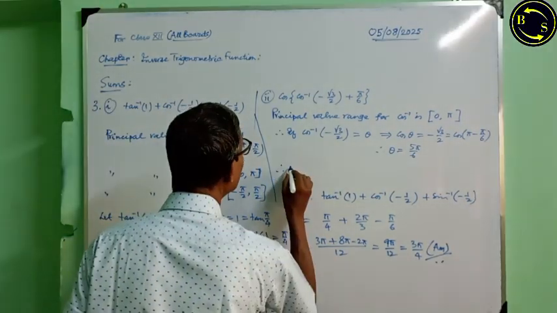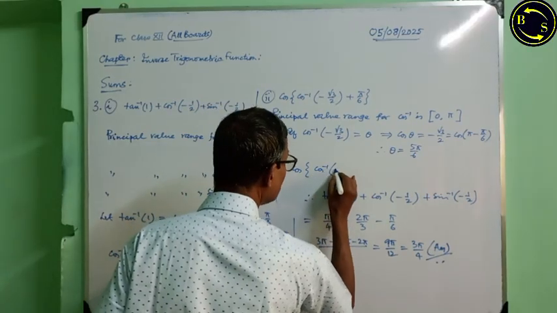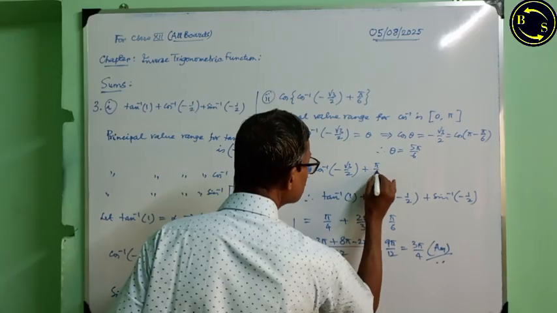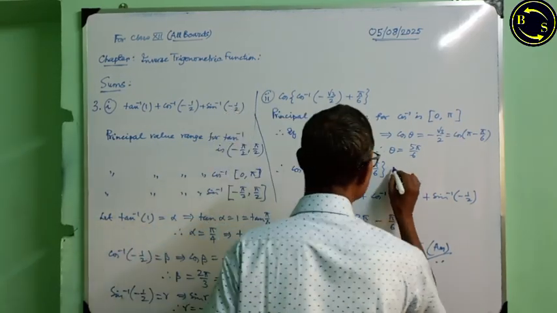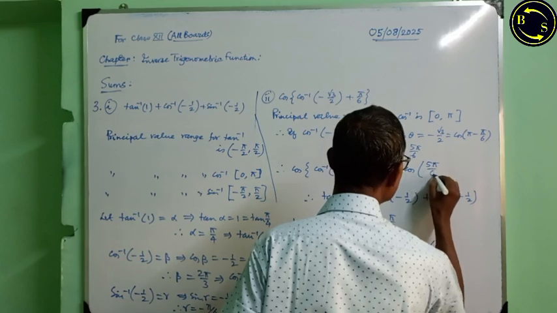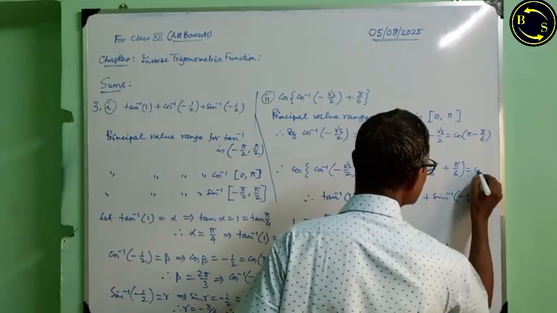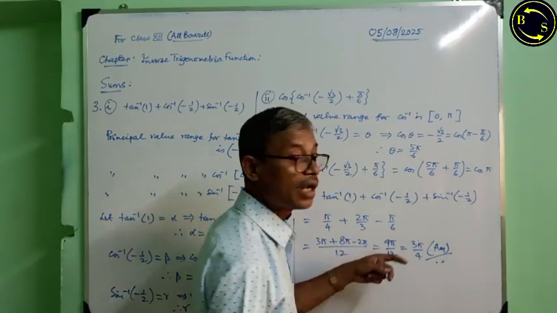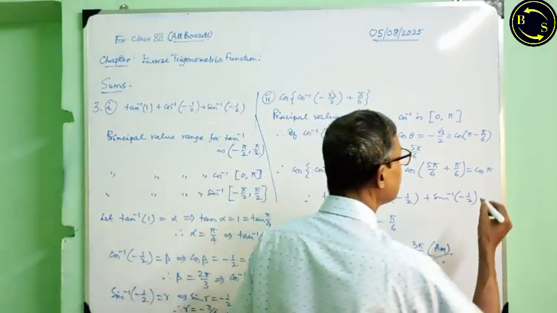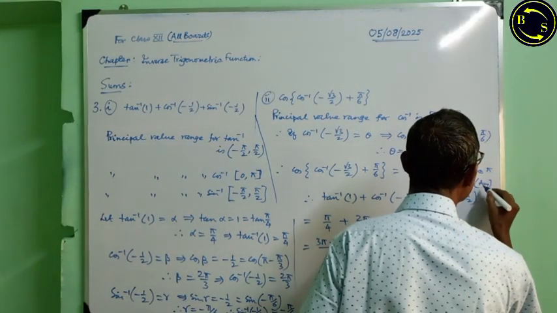Therefore, cos inverse minus root 3 by 2 plus pi by 6 is equal to cos within brackets 5 pi by 6 plus pi by 6, that means cos pi. Sum of 5 pi by 6 plus pi by 6 is pi, and cos pi equal to -1. That is the answer.